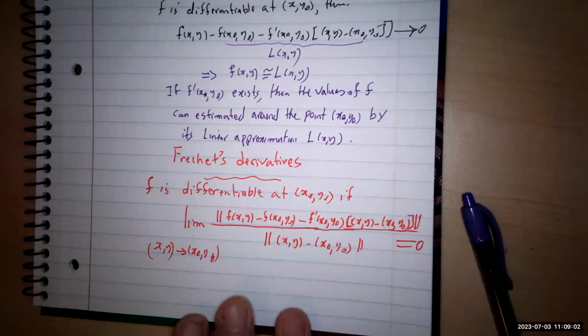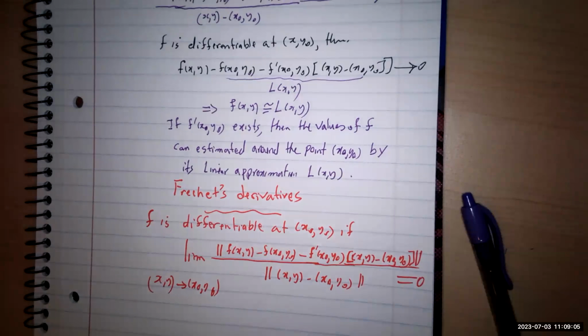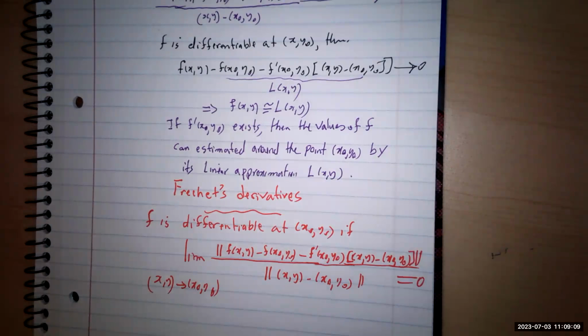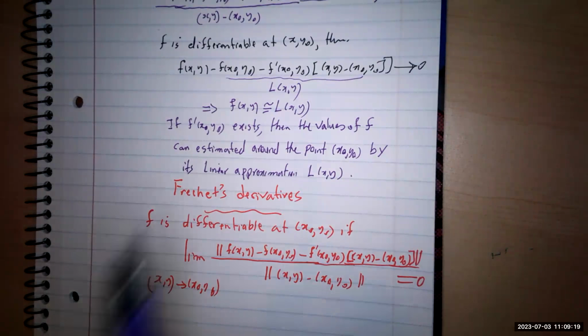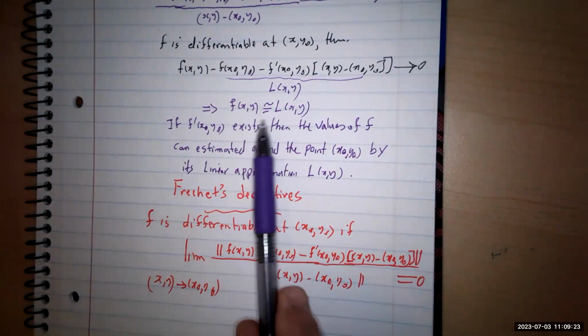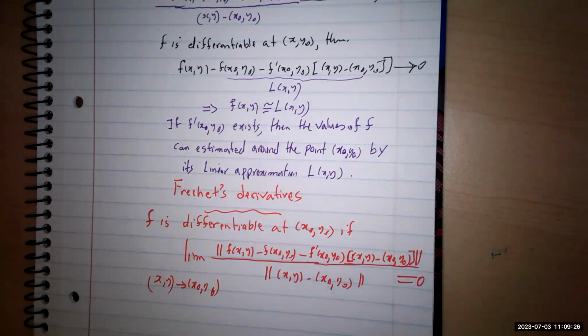So what else can you do? You can prove the function is differentiable if you can prove this one. So instead of the proof, we are going to use this one as a definition. We say that a function is differentiable at x0, y0 if the value of the function can be approximated by L of x,y, its linearization. We take this one as a derivative of the function, and that makes it easy for us.